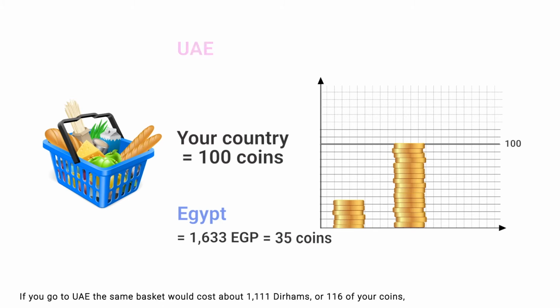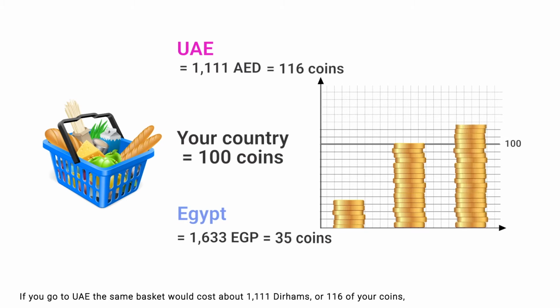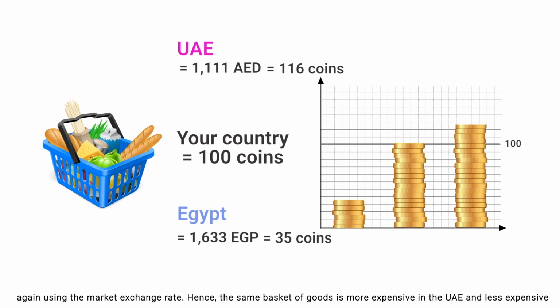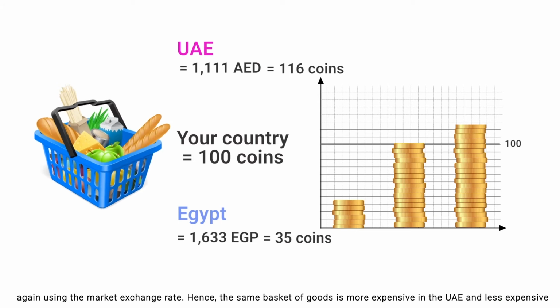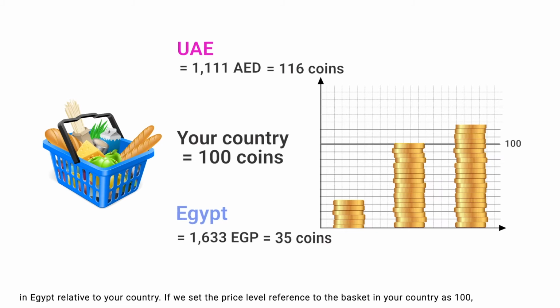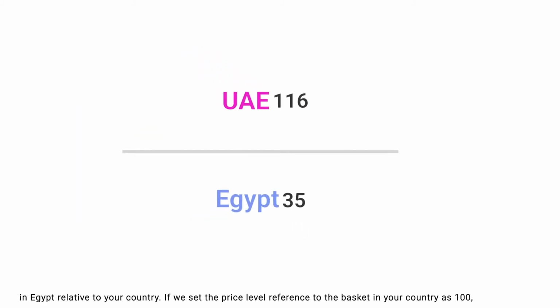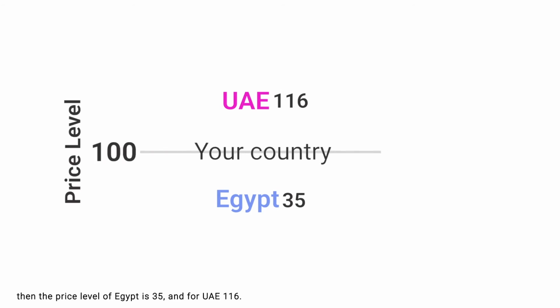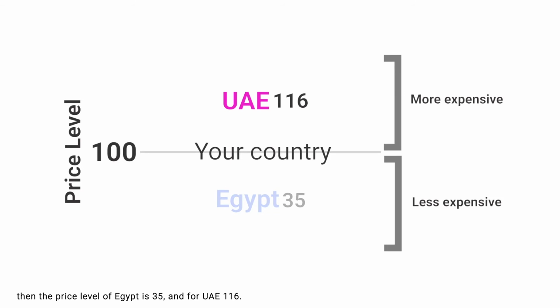If you go to UAE, the same basket would cost about 1,111 dirhams, or 116 of your coins, again using the market exchange rate. Hence, the same basket of goods is more expensive in the UAE and less expensive in Egypt relative to your country. If we set the price level reference to the basket in your country as 100, then the price level of Egypt is 35 and for UAE, 116.